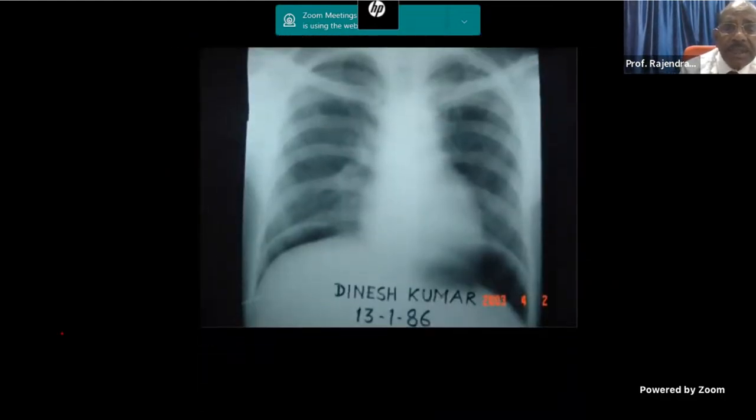As you see in this example, you find air below both diaphragms. This was a classical example. In our time, artificial pneumothorax and pneumoperitoneum used to be done to control hemoptysis. That's one example.